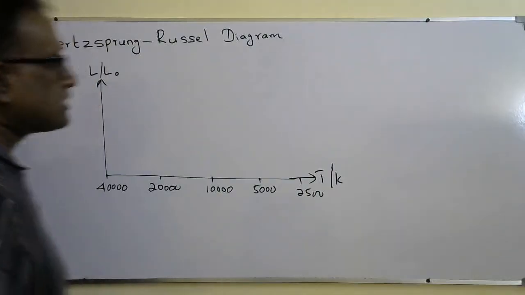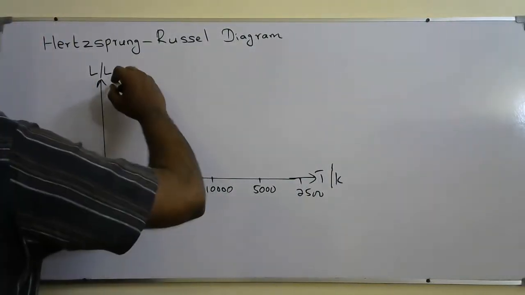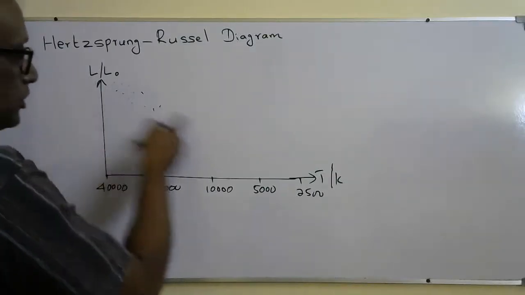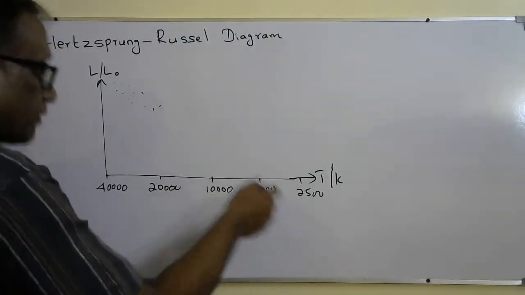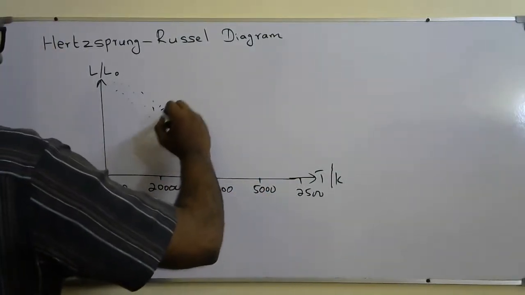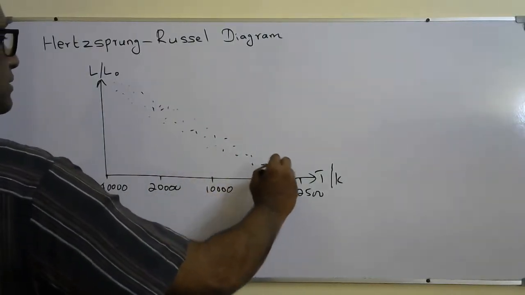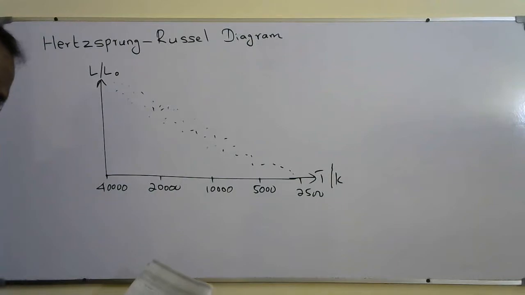Okay, the main sequence I already explained, that is marked along the diagonal in this way from left top to bottom right. So these stars or these plots indicates the main sequence stars. So these are the main sequence stars.